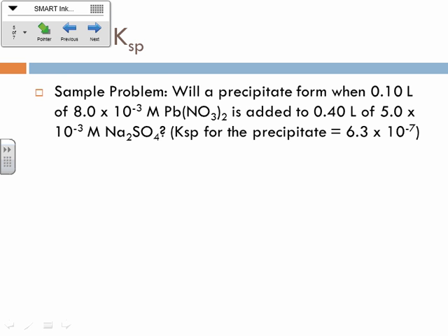Alright, so then another question here. Will precipitate form 1.10 liters of 8.0 times 10 to the negative third molar, blah, blah, blah. So we're adding these two things together. And this time it's just saying KSP for the precipitate. So now we do have to think a little bit about our solubility rules to figure out what the precipitate is going to be.